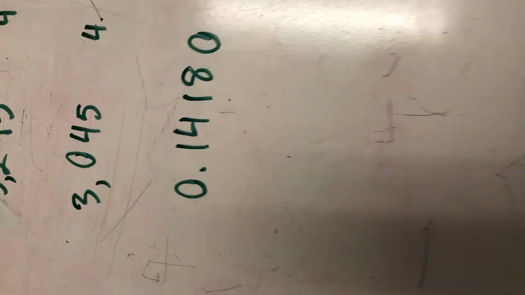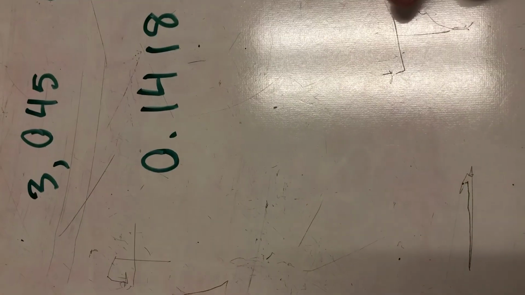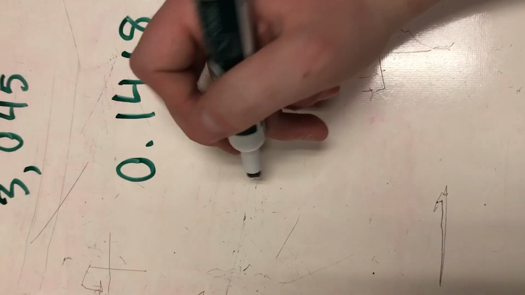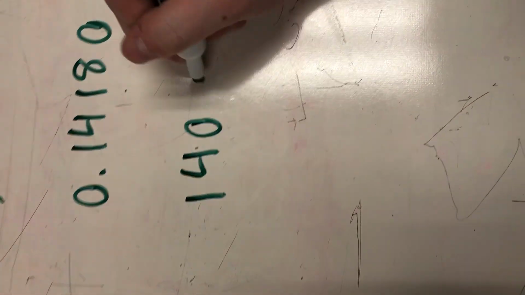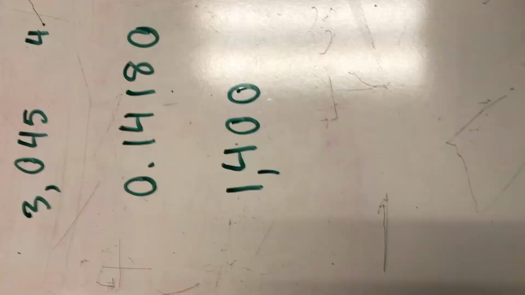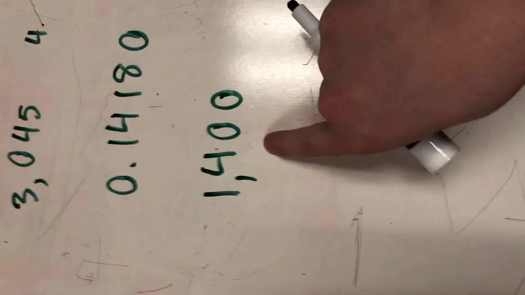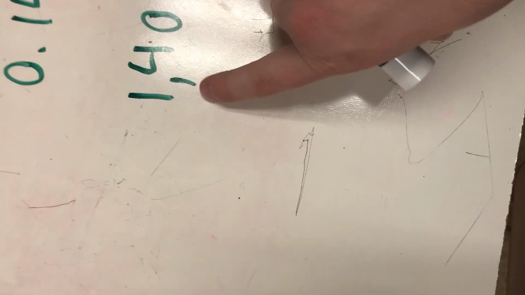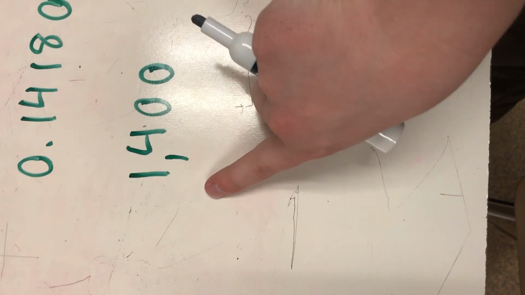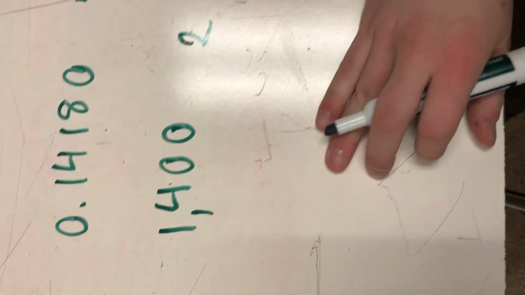So that's 3 rules so far. Our 4th rule is that placeholder zeros are not significant. Let me show you what that looks like: 1,400. This has 2 sig figs because it's a non-zero and a non-zero. Other than that, the zeros are just holding the places to tell you that this is in the thousands place and this is in the hundreds place. So 2 sig figs.